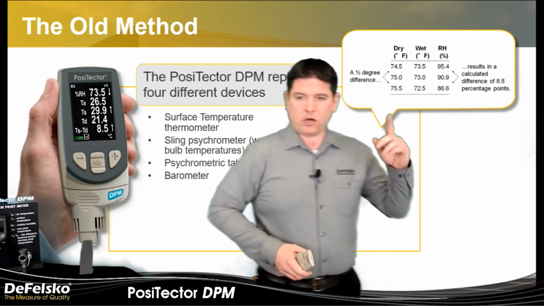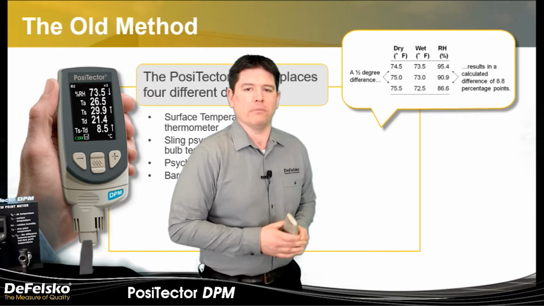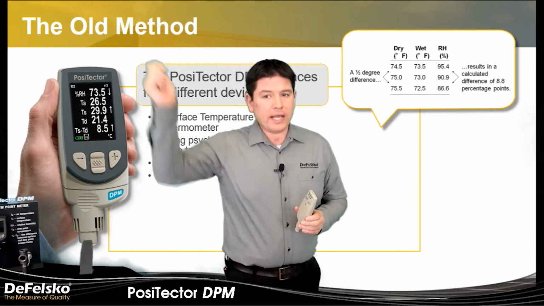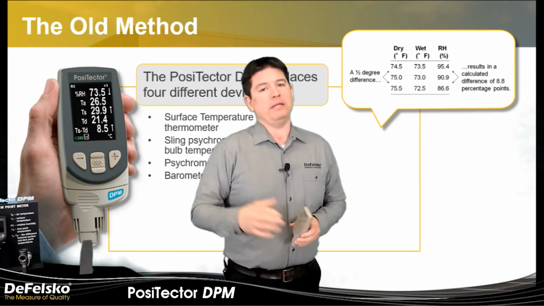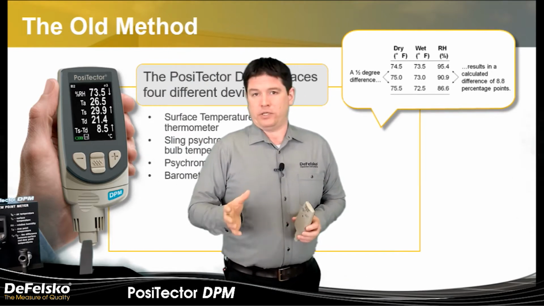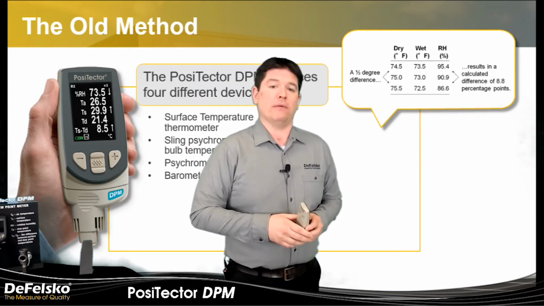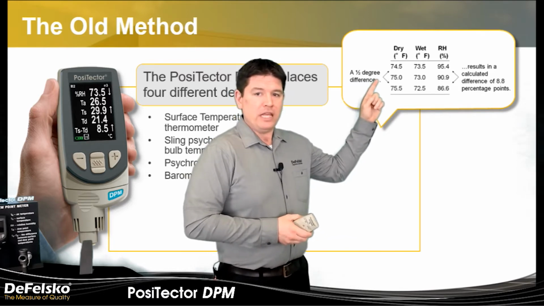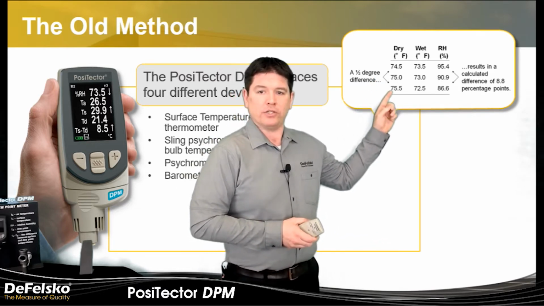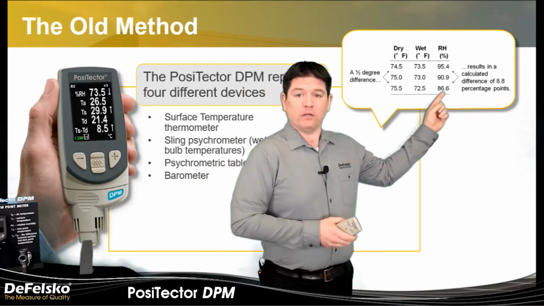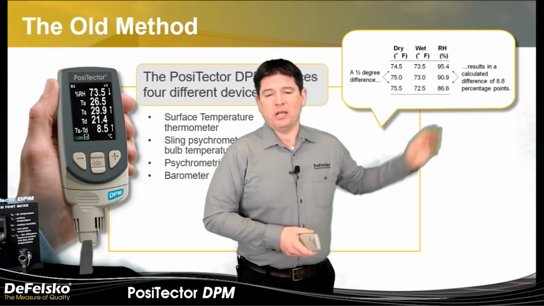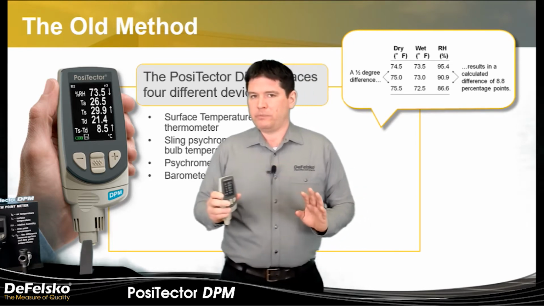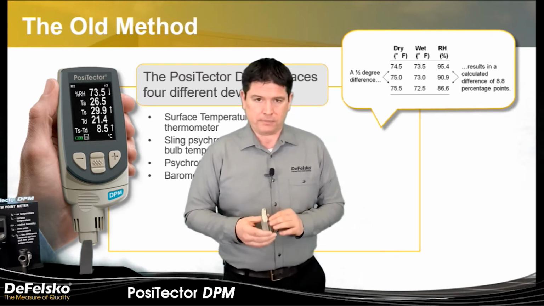Now you can see from this chart behind me here, we've illustrated an example. When you're using a sling psychrometer, there's a bit of subjectivity there. The way that I swing the psychrometer over my head might be slightly different than the way you do it. Additionally, as soon as I stop swinging that psychrometer, the temperature is going to start changing a little bit. And you can see from this example here, even the slightest change, a ½ degree change in my dry bulb temperature affects my relative humidity by over 8 points. So when you're using a digital gauge, such as the PosiTector DPM, there is no subjectivity. The number you get is clearly displayed on the screen.